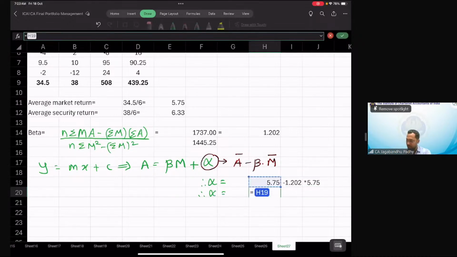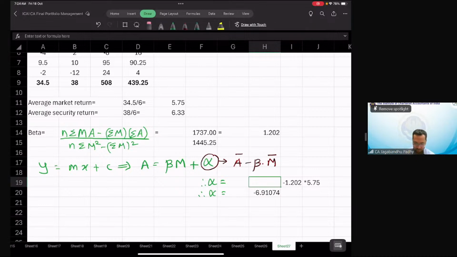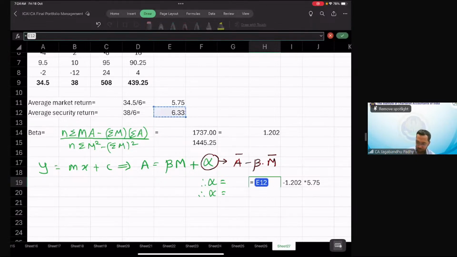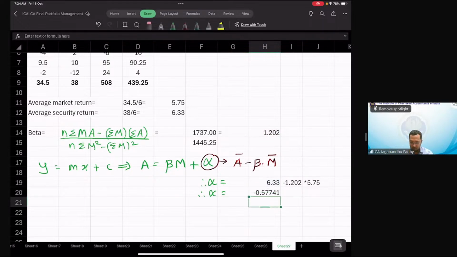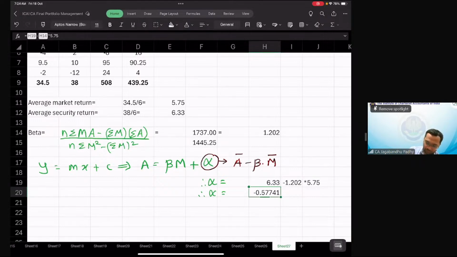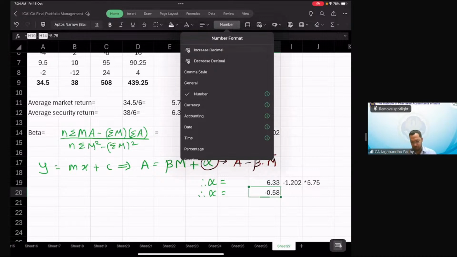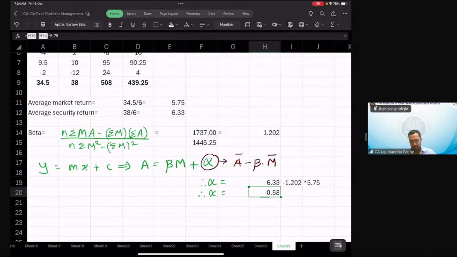It will be 5.75 minus beta multiplied by 5.75. One second. This was average return of A. The average return of A was 6.33. Right? So 6.33 minus beta into average return of market. So that's like minus 5.77, or I can say that this is minus 0.58. That's the value of alpha.